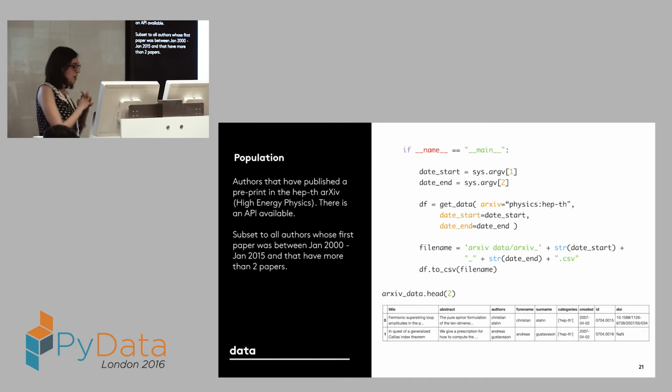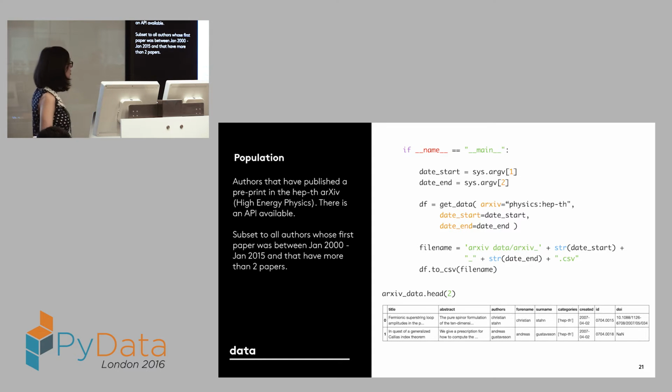So in my particular case, because I did physics, and I know that in the high energy physics field we basically always put papers on the arXiv preprint system, I have a very, very high confidence that I'll be able to know if a person is still in academia or not. Now, authors that have published a preprint in the HEP-TH, which is the High Energy Physics Theory archive, you're all very welcome to go and explore because there's an API available.